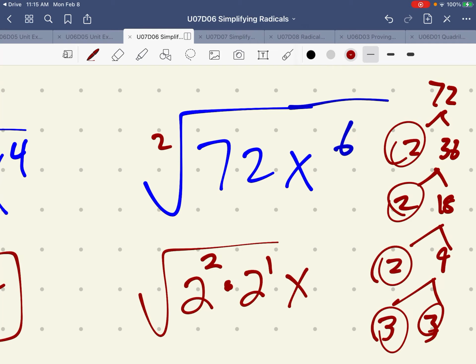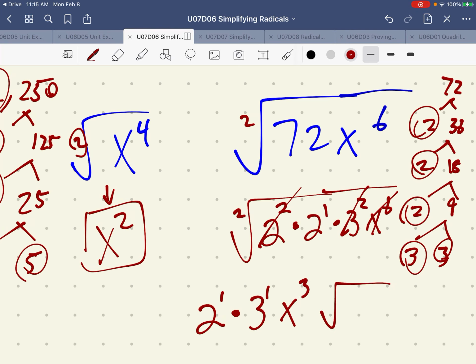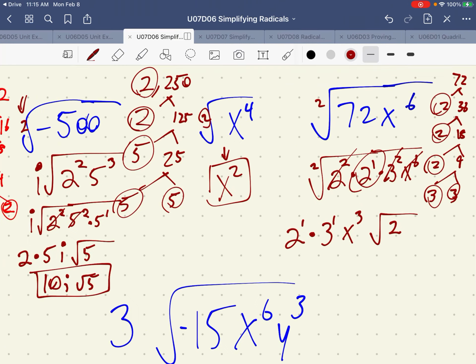And we have an x to the sixth. Oh wait, excuse me. Times 3 to the second and an x to the sixth. Anything with an even exponent will come out and get divided by 2 because that is the index. So 2 to the second will come out as a 2. 3 to the second will come out as a 3 to the first. The x to the sixth will come out as an x to the third. And we still have inside the 2 to the first because it wasn't divisible by 2. So our final answer will be 6x to the third, square root of 2.